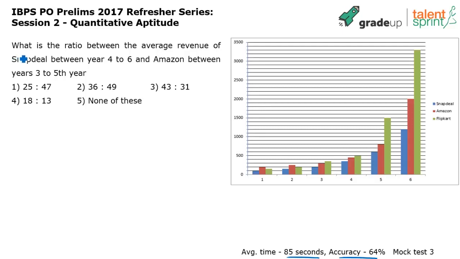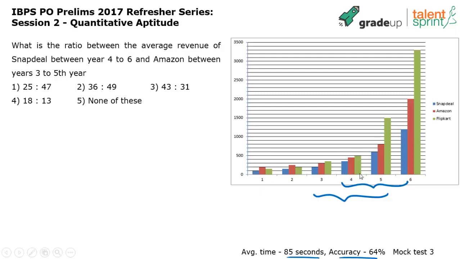What does it say? What is the ratio between the average revenue of Snapdeal between year 4 to 6 and Amazon between years 3 to 5? Snapdeal from 4 to 6 and Amazon from 3 to 5. You have to take the ratio of their average revenue, right? Average revenue is the sum of the revenues divided by 3. Now here also there's a smartness, right?